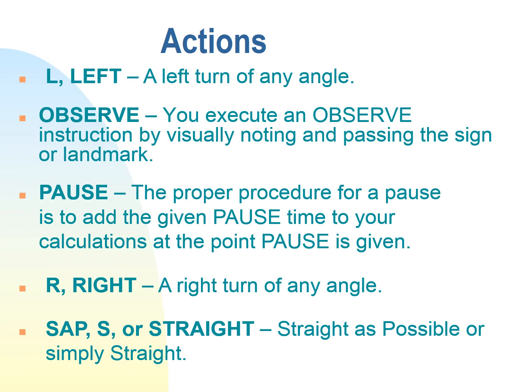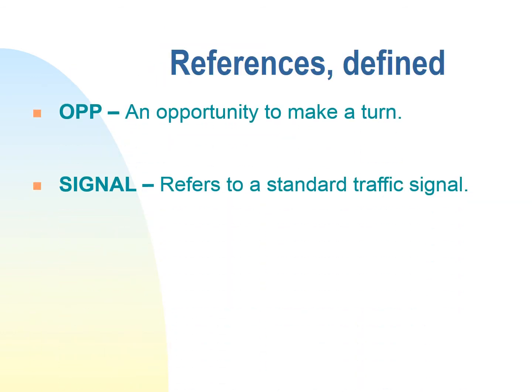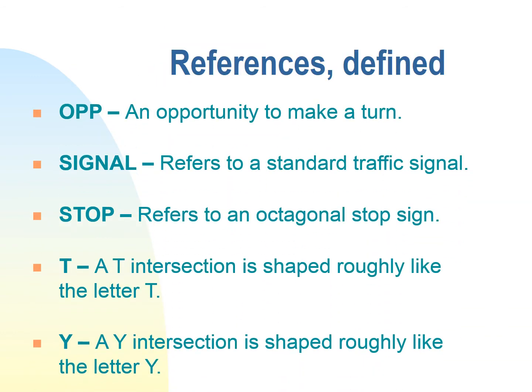Some of the defined references. We have an op, which is an opportunity in that direction. So for example, the instruction could say left first op, and you would turn left at your first opportunity. We refer to a signal, which is a traffic light. We refer to a stop, which is a red octagonal stop sign. We refer to a T, an intersection shaped like a T, or a Y, an intersection shaped like a Y.